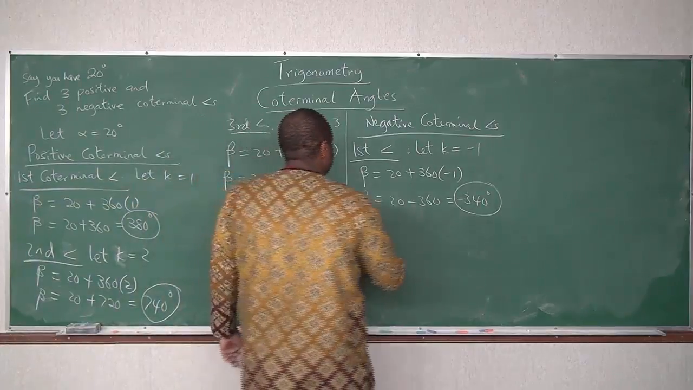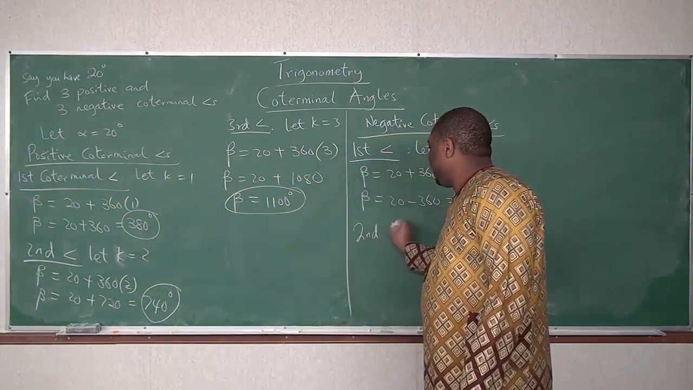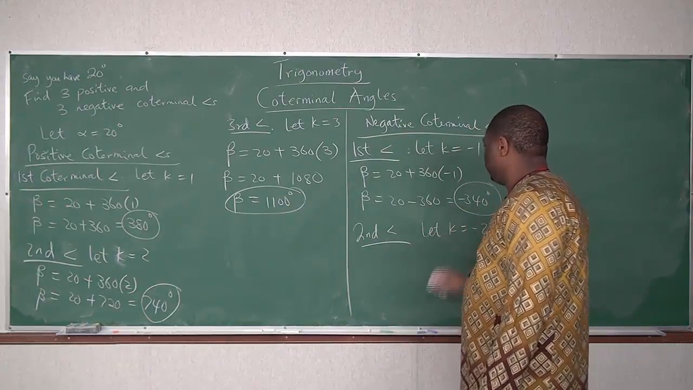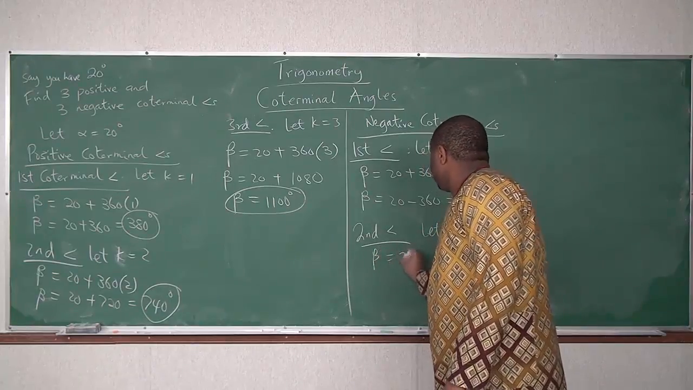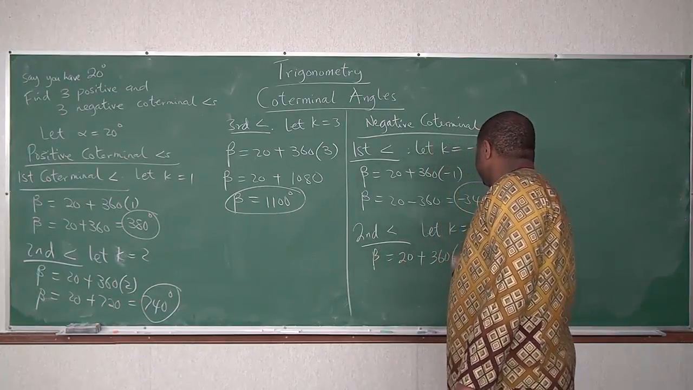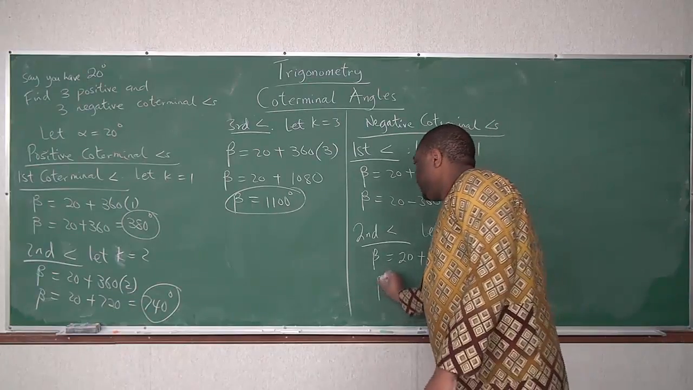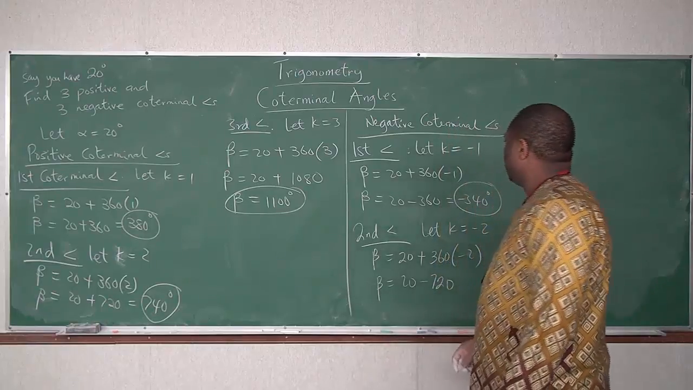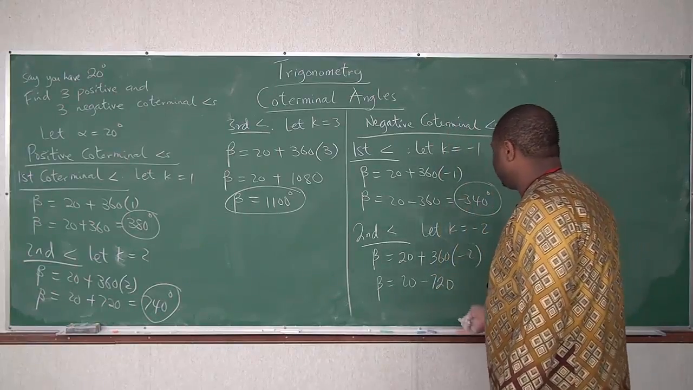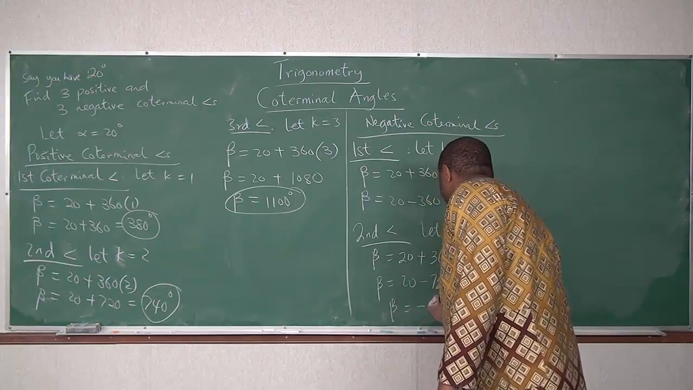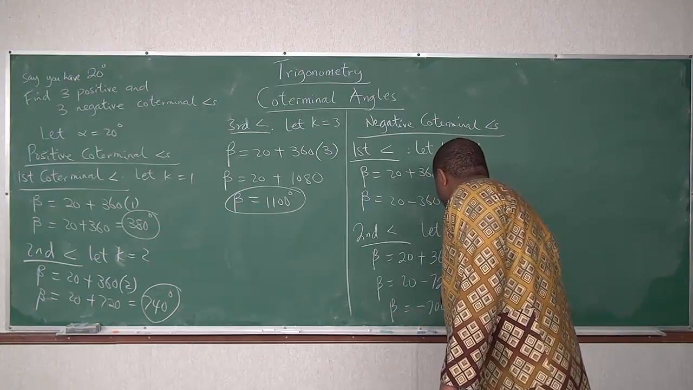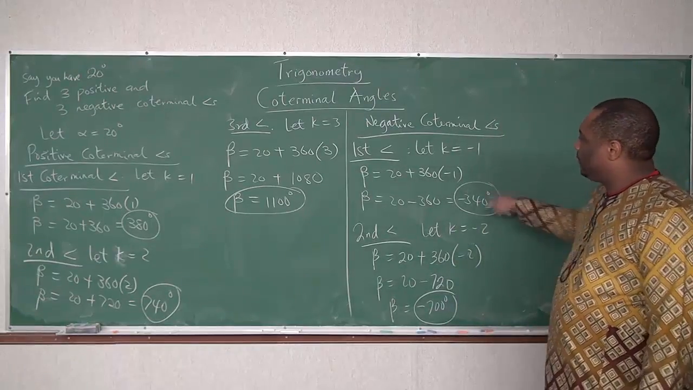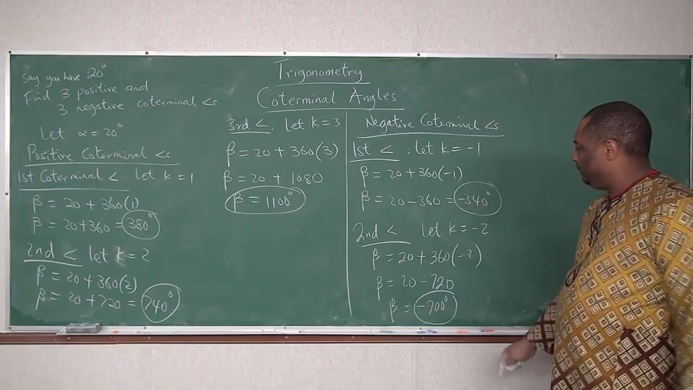Then second angle, let K be negative 2. So beta will be 20 plus 360 times negative 2. Beta will be 20 minus 720. So beta will be negative 700 degrees. First negative coterminal angle, second negative coterminal angle.